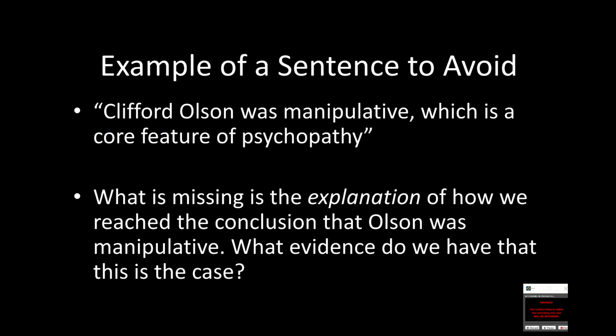For an example of a sentence to avoid, someone might say, Clifford Olson was manipulative, which is a core feature of psychopathy. What's missing from this sentence is an explanation of how you reached the conclusion that Olson was manipulative. What did you read about in biographies written about him or newspaper articles that provided evidence that Olson was manipulative? For example, you could write about how he told police that he would not reveal where he had buried certain bodies if they did not give his family members a large chunk of money. So you're giving this direct, explicit explanation of why manipulation is present in Olson and that manipulation is a feature of psychopathy.